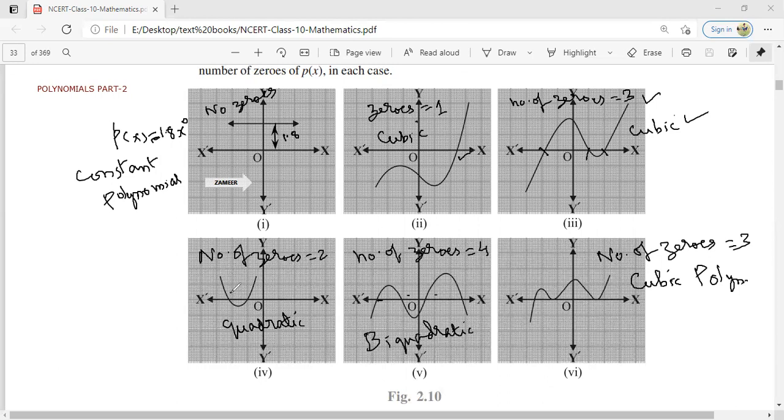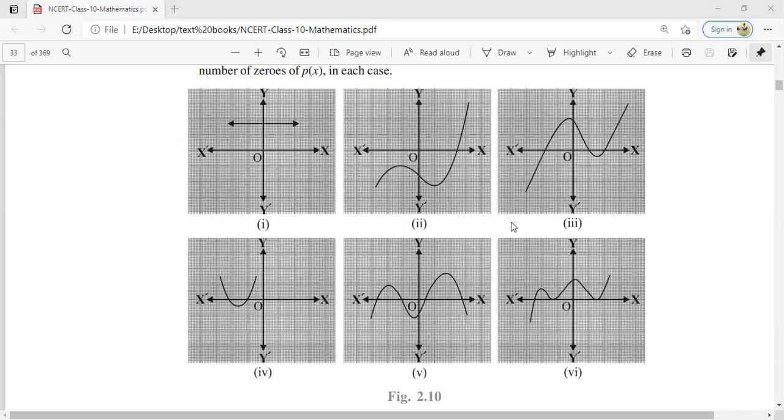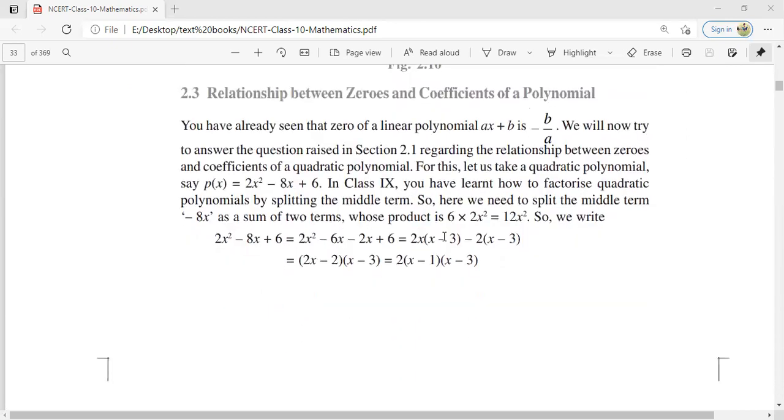It is cutting at 2 points, this A point and this B point, suppose. So the number of zeros is 2 and its name is quadratic polynomial. It is intersecting at 4 points, therefore the number of zeros is 4 and it is called a biquadratic polynomial. The last one is intersecting at 3 points, 1, 2, 3. So it is a cubic polynomial. Okay, got it? Yes sir. Now we can go ahead.